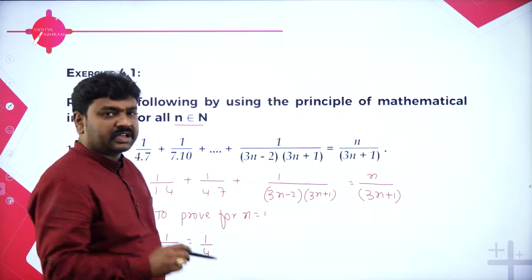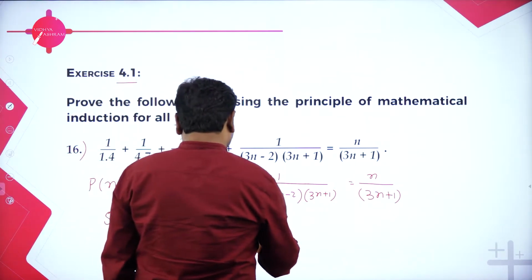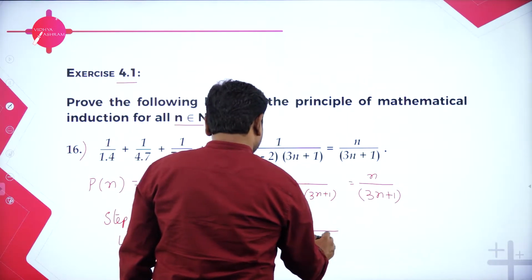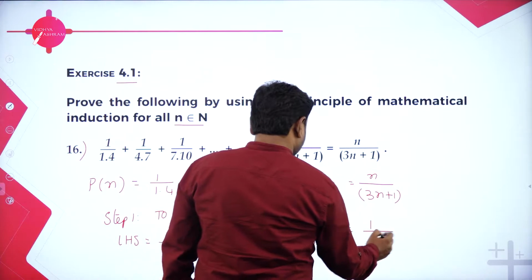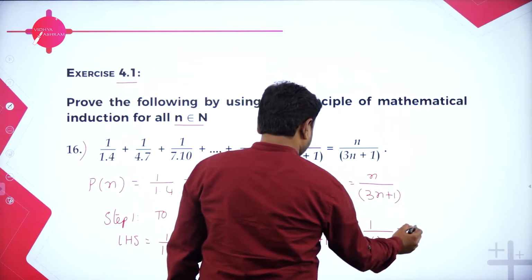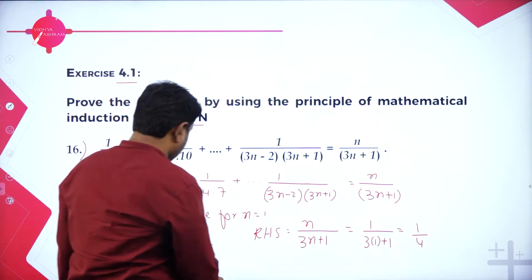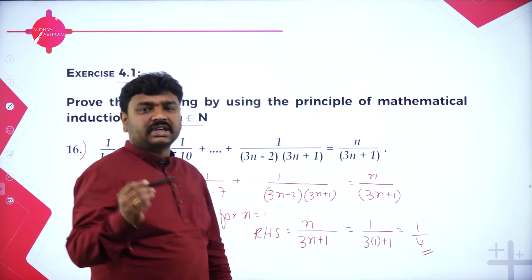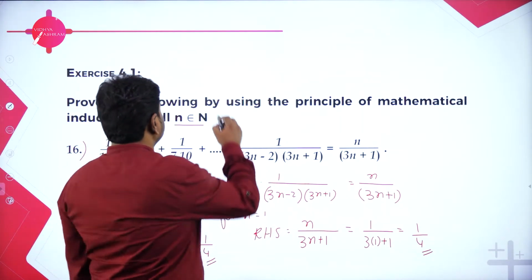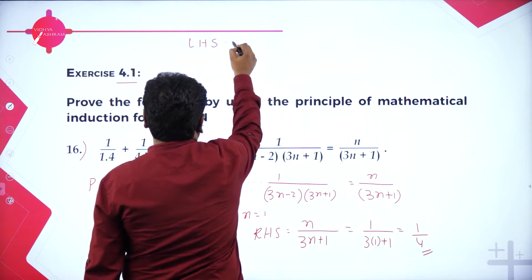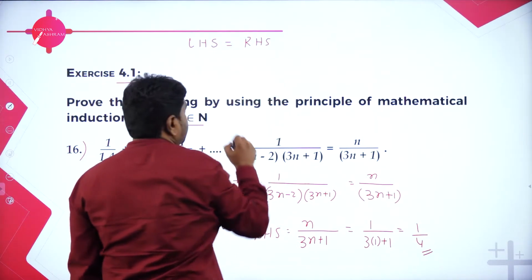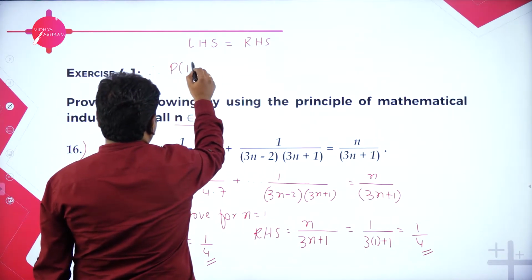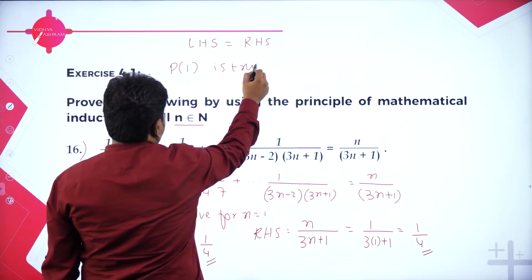Now in RHS, in the place of n put 1. So we'll take RHS. In RHS we have n by 3n plus 1. In the place of n put 1. 1 by 3 into 1 plus 1, that will become 1 by 4. You can see LHS you got 1 by 4. RHS also you got 1 by 4. Therefore, you can say LHS is equal to RHS. Therefore, statement is true for n is equal to 1, or we can say therefore P of 1 is true.